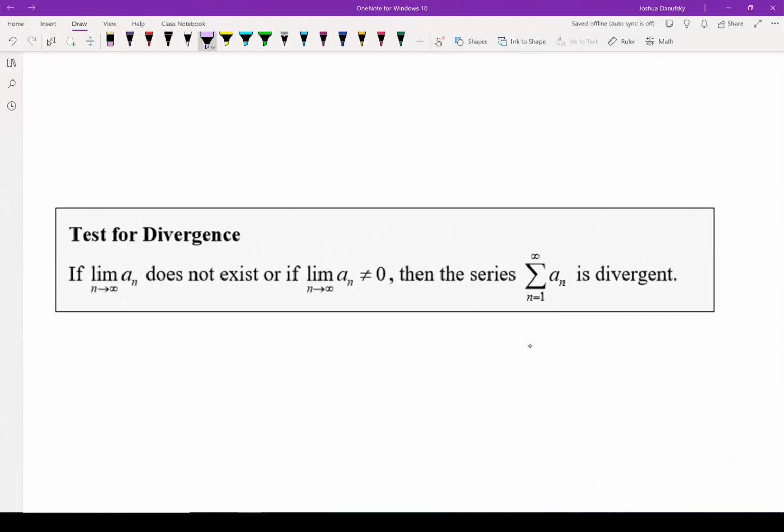Recall, if you take the limit as n approaches infinity of the terms of your series, and that limit either does not exist or equals 0, then the series is divergent. We're going to be using tests for divergence quite a bit in this chapter, so it's a good one to remember.